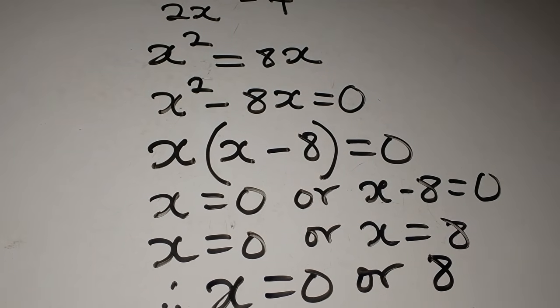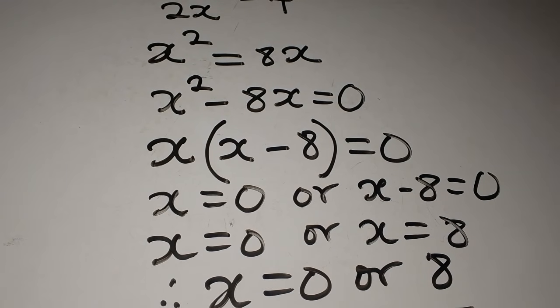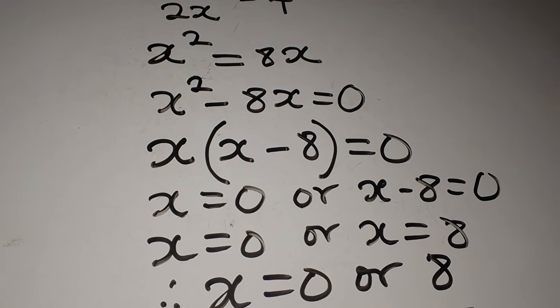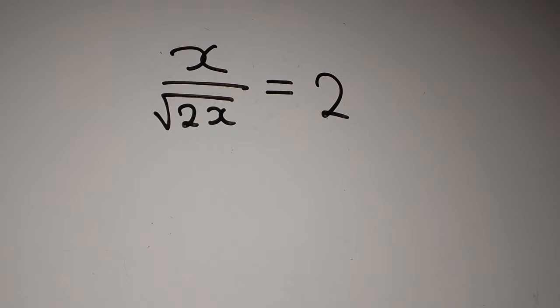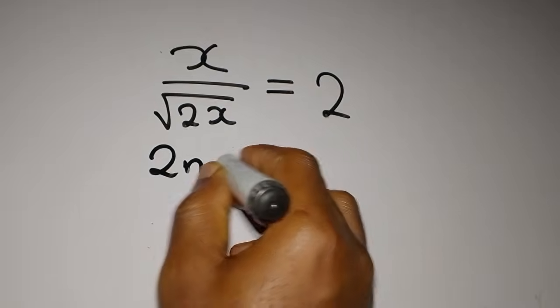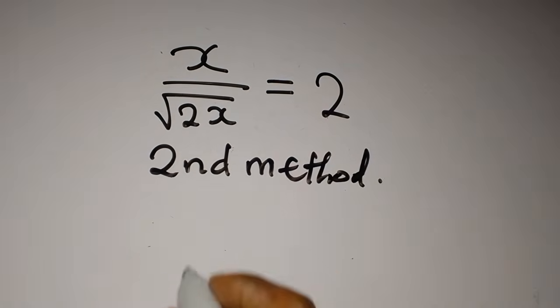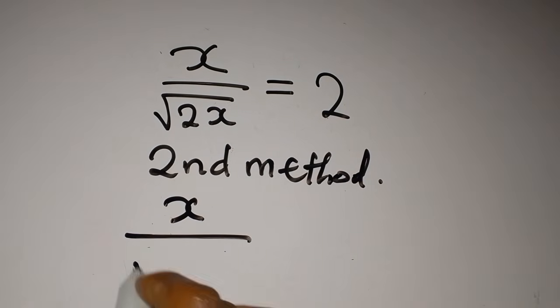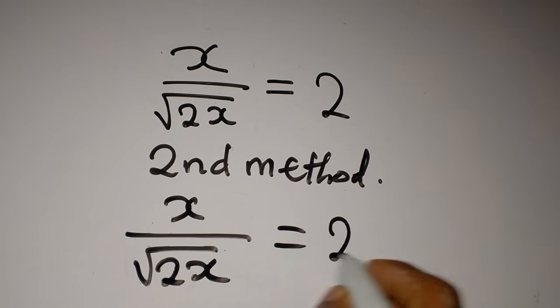Now, I know you have some questions already. But hold on, let's apply the second method. Then I will address the questions that you have in your mind. Okay, so let's apply the second method. Second method, we have x over the square root of 2x equals 2.